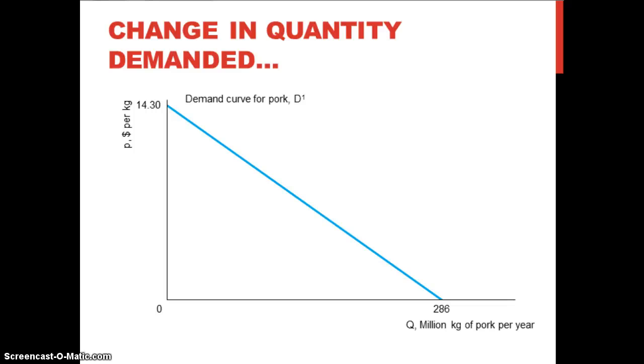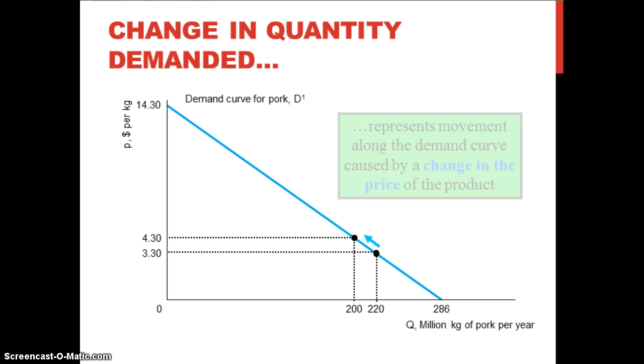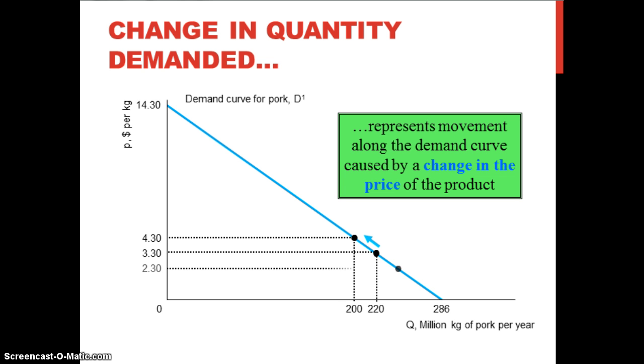So this is the second video for lecture 3. In the previous video, we learned this demand curve represents the movement of demand along the price. So when the price is 3.3, quantity is 220. When this price goes up to 4.3, quantity is reduced to 200. And further, if price goes down to 2.3, quantity is increased to 240.